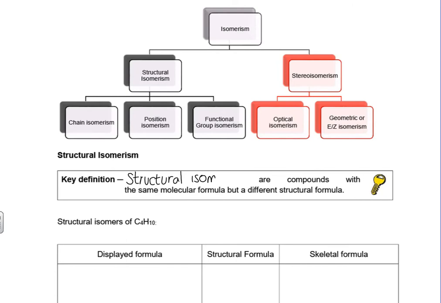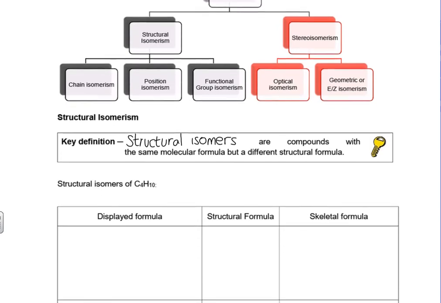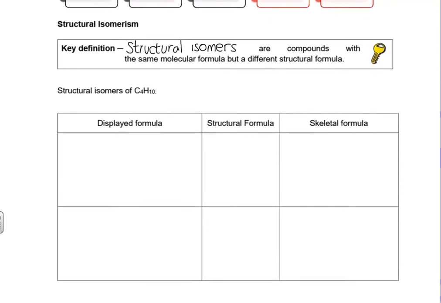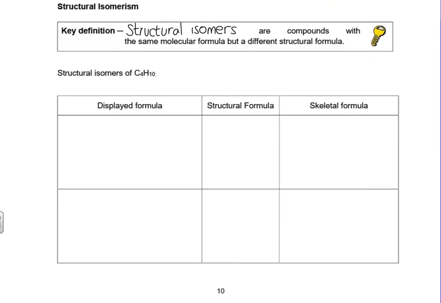But what is a structural isomer? Structural isomers are compounds with the same molecular formula but a different structural formula. So they have the same number of atoms of each type but a different arrangement. I want you to pause the video now and see if you can remember those 2 different ways of drawing C4H10 and put them into all these different types of formulae.